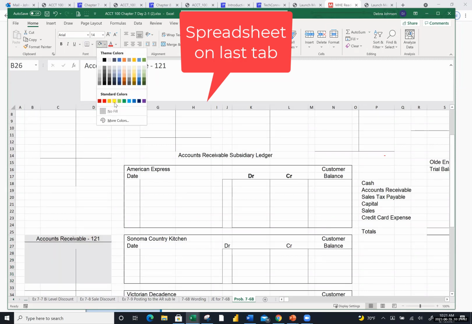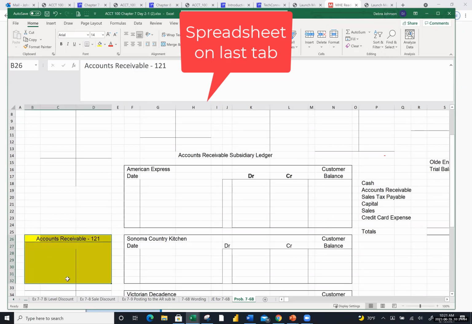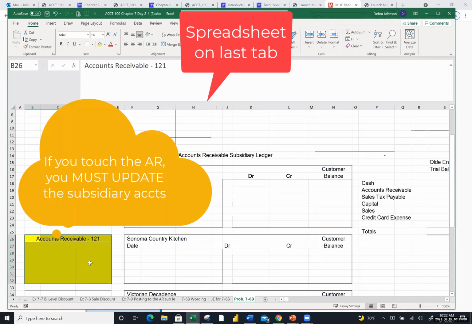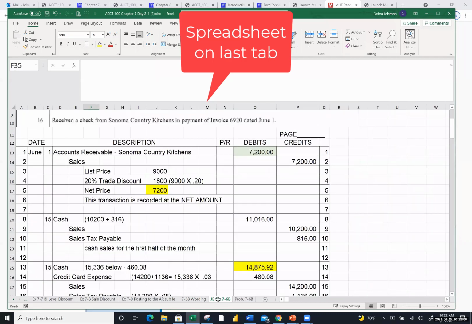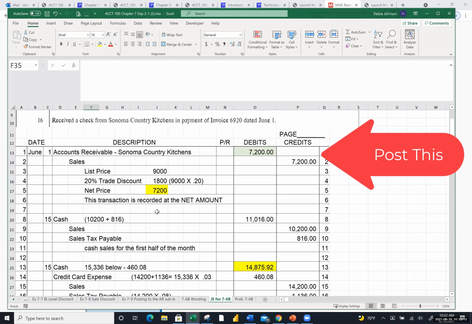So I'm going to highlight again, kind of as a danger zone, this Accounts Receivable T account. If you touch the yellow area, if you touch Accounts Receivable, then you also need to go update the person's card. So going back to what we just did, we had a debit to accounts receivable and a credit to sales. That's what I'm going to post.